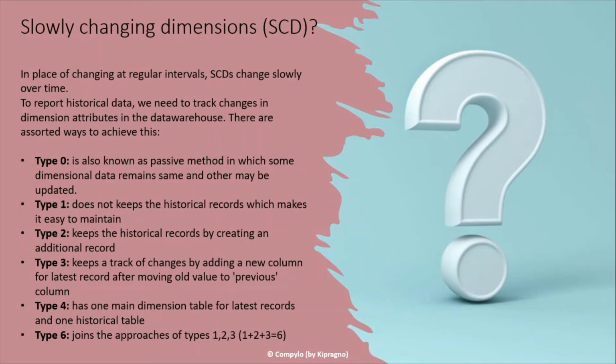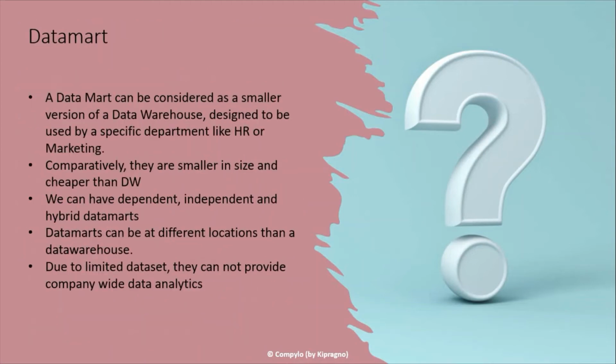Type 2 keeps the historical records by creating an additional record. Type 3 keeps a track of changes by adding a new column for latest record after moving old value to previous column. Type 4 has one main dimension table for latest record and one for historical table. Type 6 joins the approaches of types 1, 2 and 3, which makes it equal to 6.